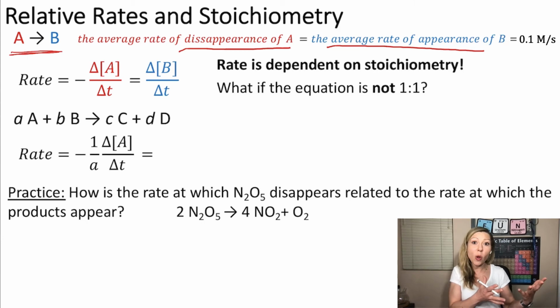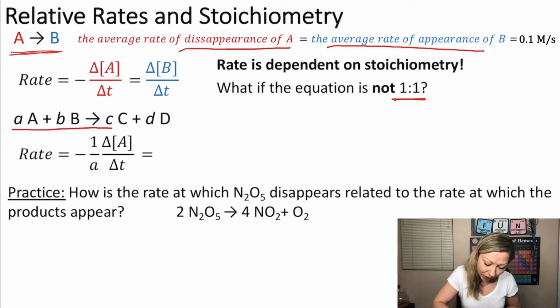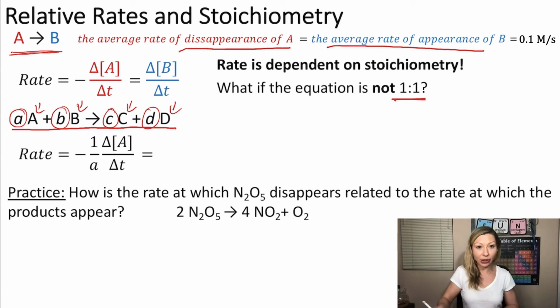If I had 1 mole of A, I formed 1 mole of B. Now, what happens if the equation is not 1 to 1? Let's take a look at this general equation right here, where I have reactants A and B forming products C and D. And these here are the coefficients in my reaction.